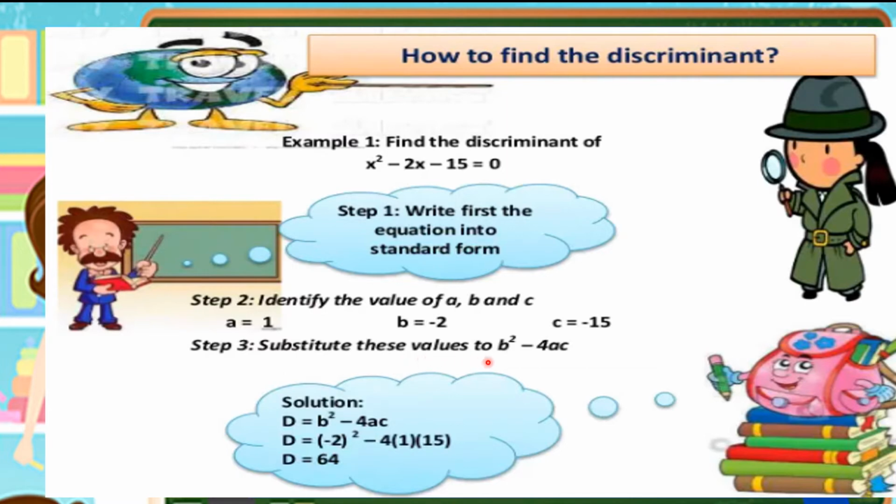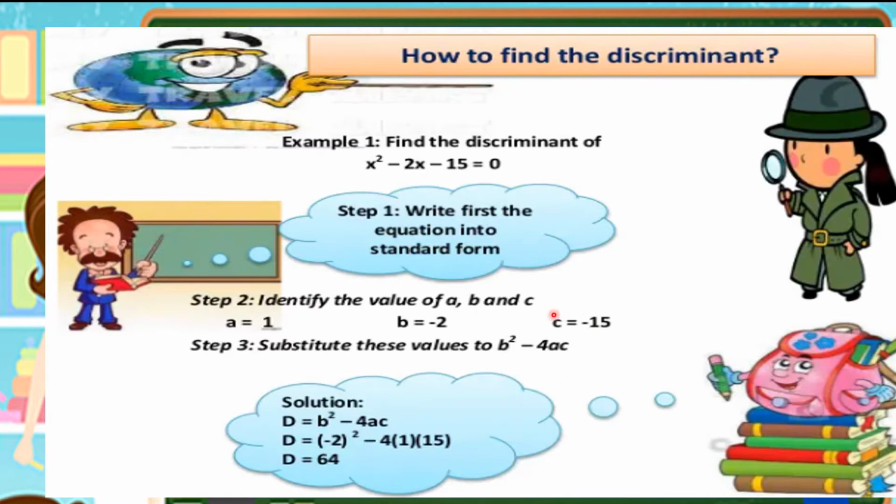After we have our values of A, B, and C, proceed tayo sa step 3, which is to substitute these values to b squared minus 4ac, and this is the formula to find the discriminant. So, d is equal to b squared minus 4ac. Substitute lang natin. D is equal to negative 2 squared minus 4 times 1 times negative 15. So, we have negative 2 squared is 4 minus 4 times 1 times negative 15. The answer is positive 64. And that is how we solve for the value of the discriminant.